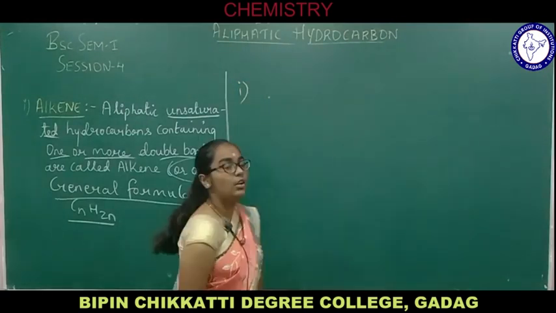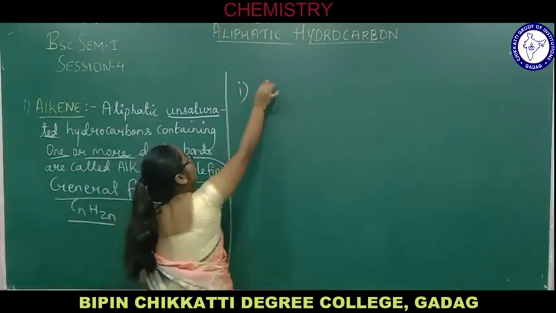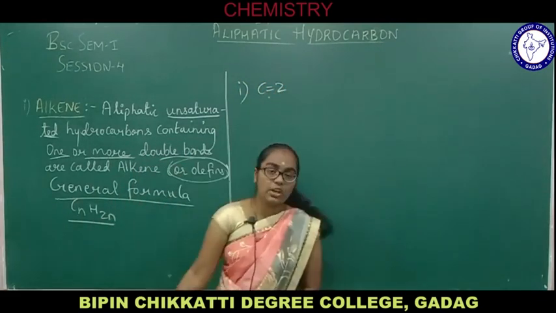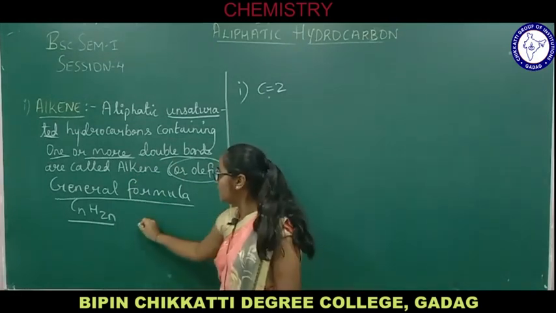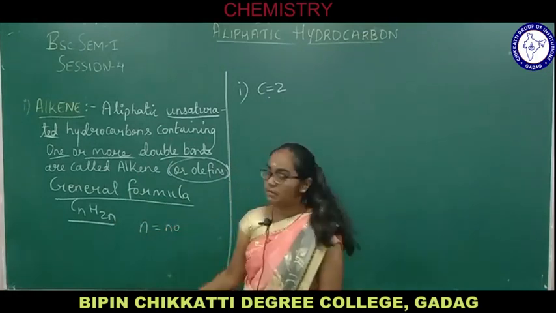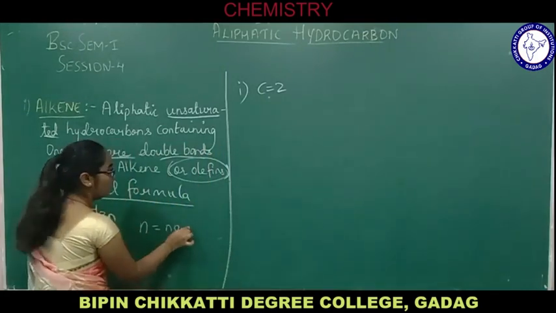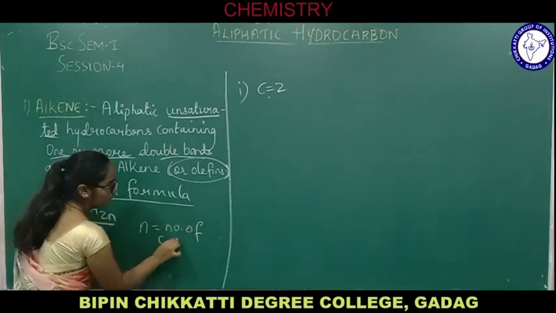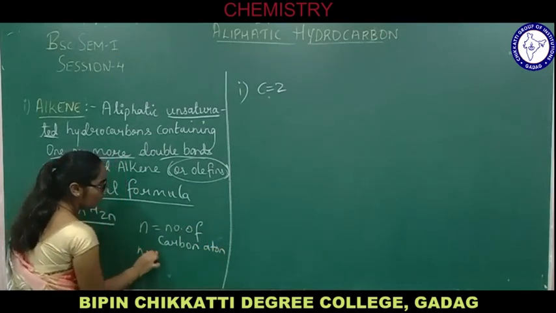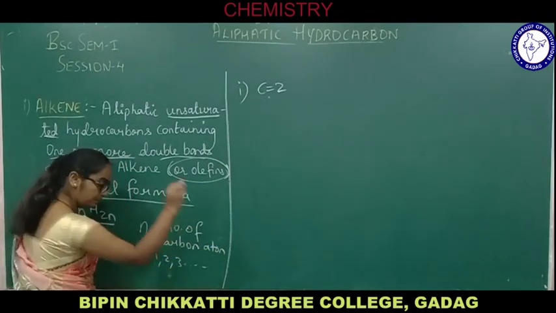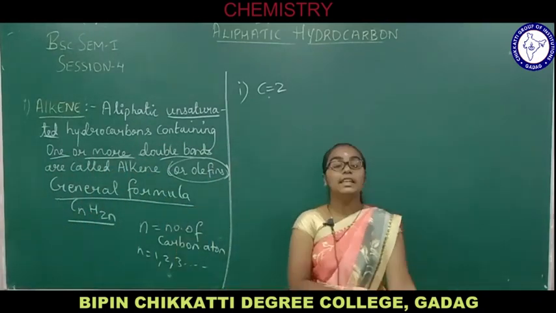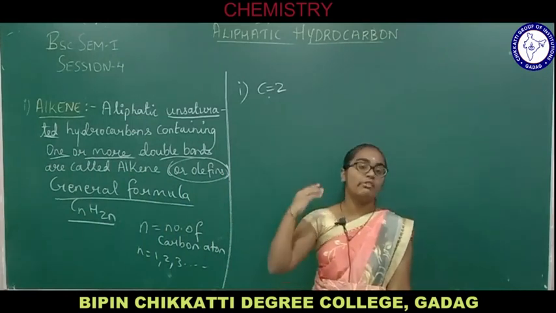Now alkene will have the first member with carbon 2. Carbon 2, right? One more thing I would like to say is, what does the n stand for? n stands for the number of carbon atoms present in it. That may be 1, 2, 3 and so on. So it depends upon the number of carbon atoms present in that compound; the n will keep varying.